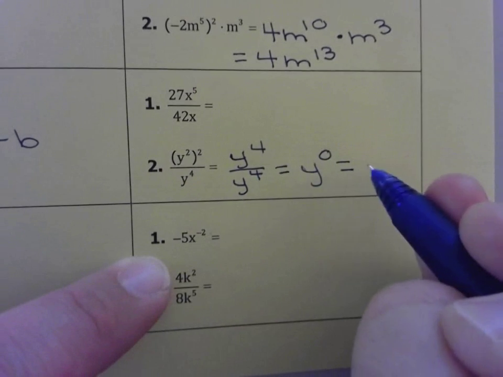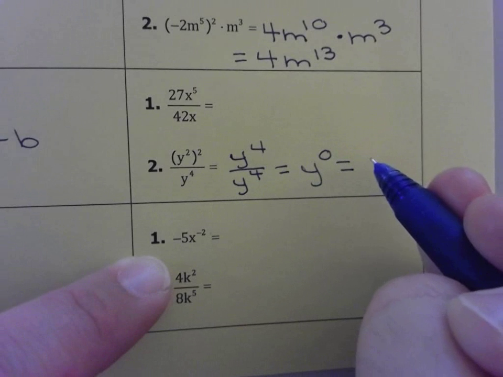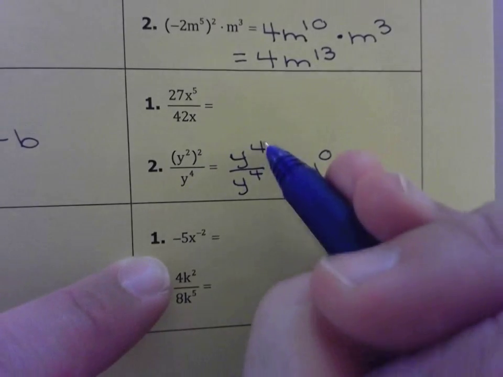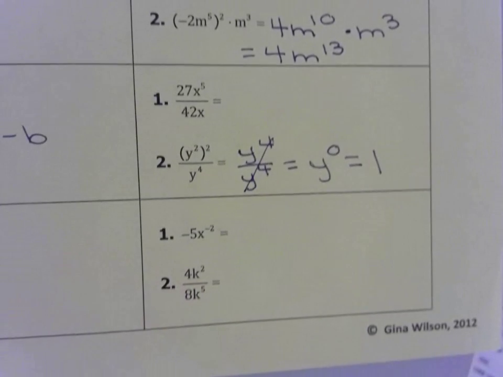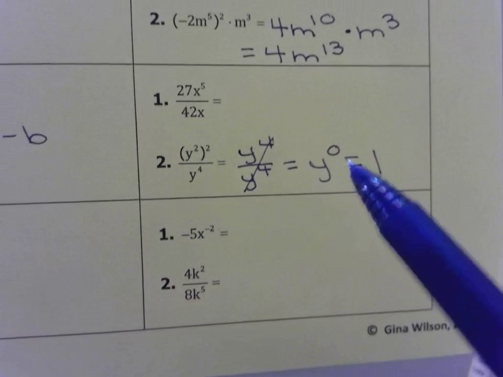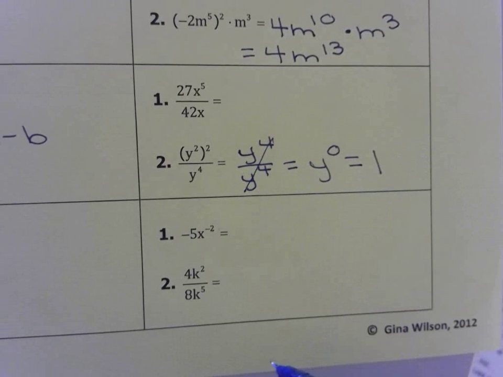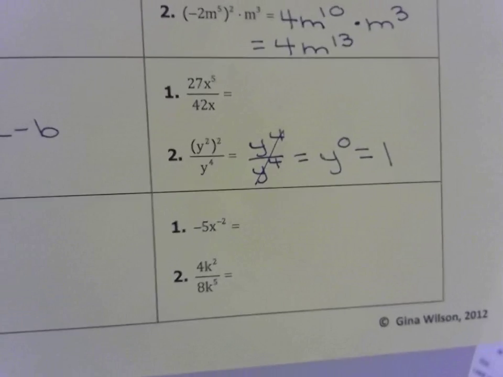What's anything to the 0 power? 1. So you could either do it this way, or you could notice if they're the exact same thing, you can just cross them out, and that gives you 1. So either way, you don't have to necessarily put y to the 0. If you have the same thing on top and bottom, you just cross them out and it gives you 1. So hopefully you're kind of recognizing these. I just wanted to spend a day reviewing them so you could digest these a little for a couple of days more.